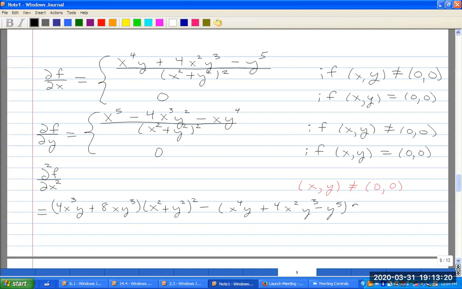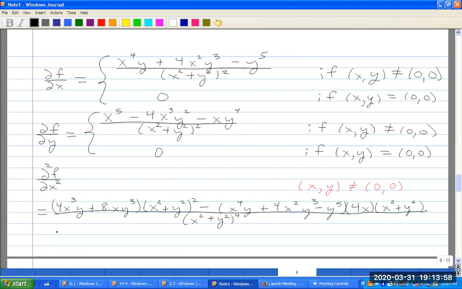So I'll bring down the 2 times, this is the first power, times the derivative of what's inside. So 2 times 2, let's make that a 4x. All divided by the denominator squared.